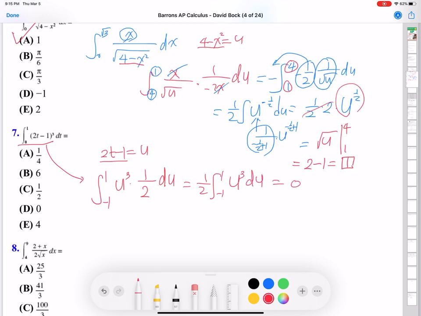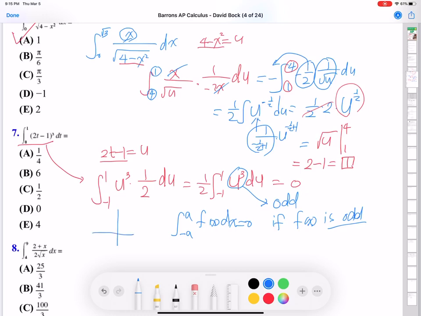It is 0. Why? Because u cubed is an odd function. So the integral from negative a to a of f(x) dx equals 0 if f(x) is an odd function. Why? An odd function means all exponents are odd numbers. An odd function is symmetric about the origin, like the x cubed function. The graph looks like this, right? So from negative a to a, it is symmetric about the origin.